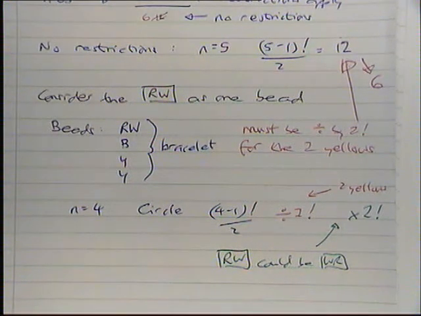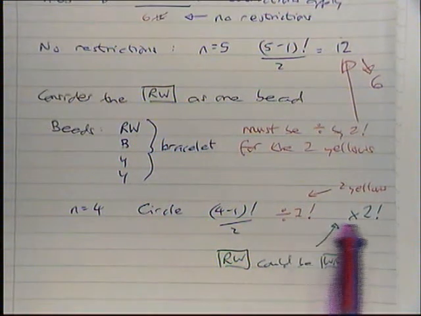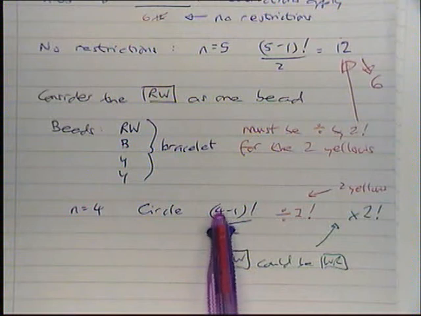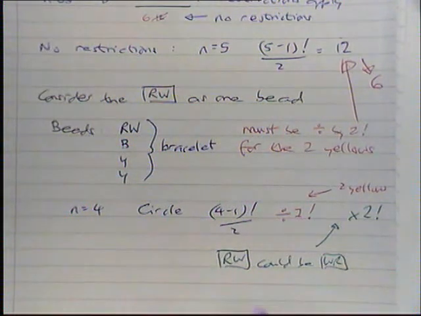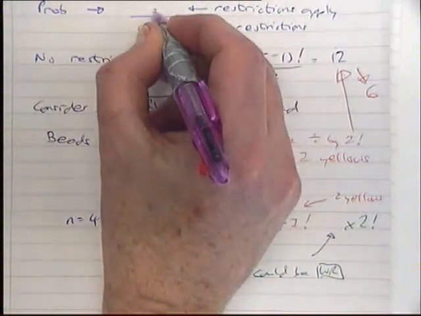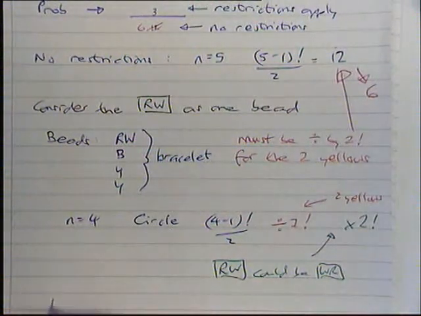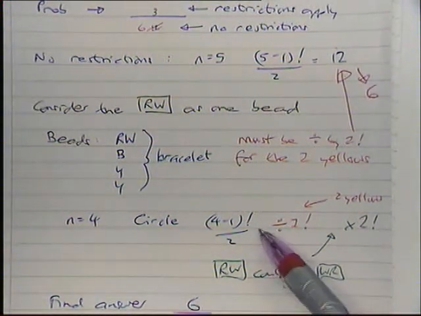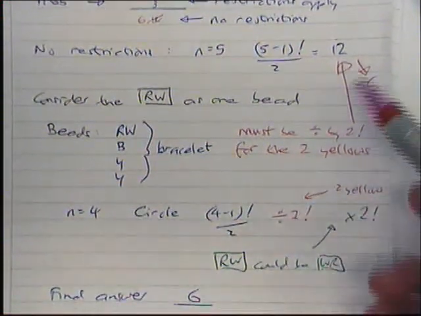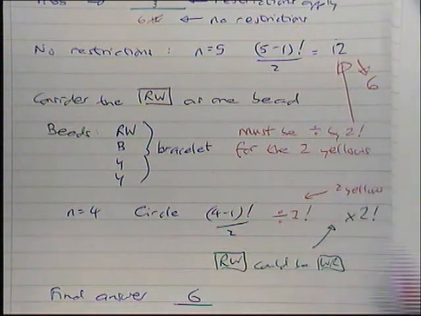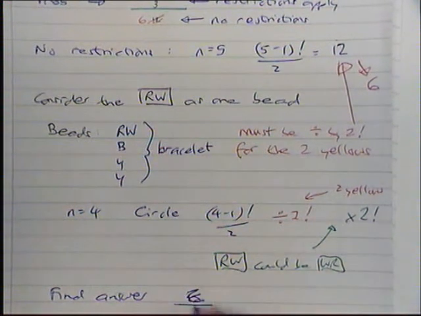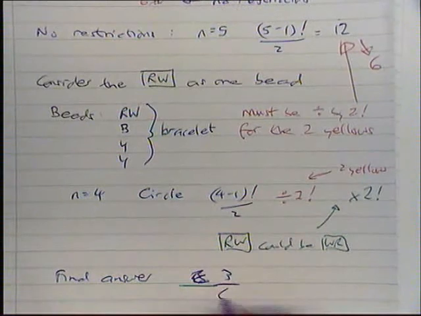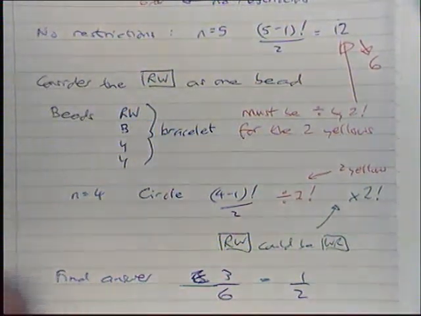So, what do we end up with? Well, these 2 bits here cancel each other out. 3 factorial is 6. 6 divided by 2 is 3. So 3 is the top number on my fraction. The bottom number, sorry, I've written that wrong, haven't I? We decided the top was 3, sorry, and the bottom number we decided was 6. 3 over 6, the same as a half.